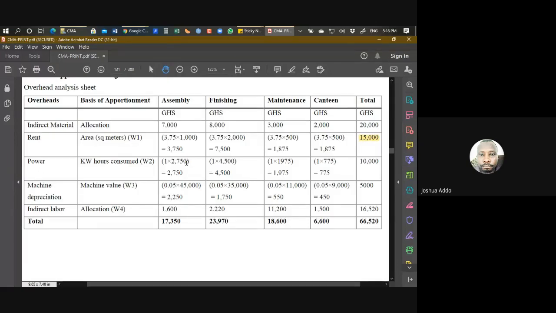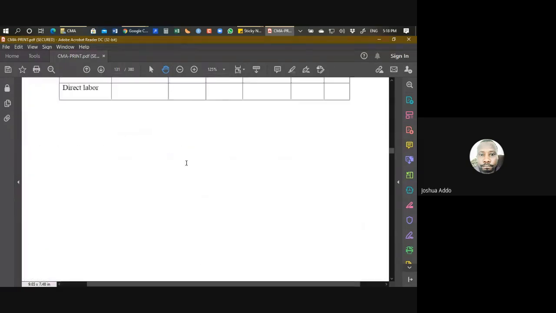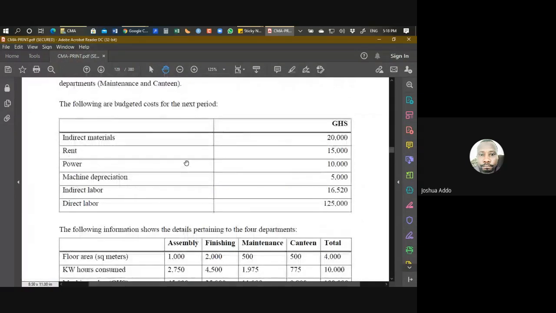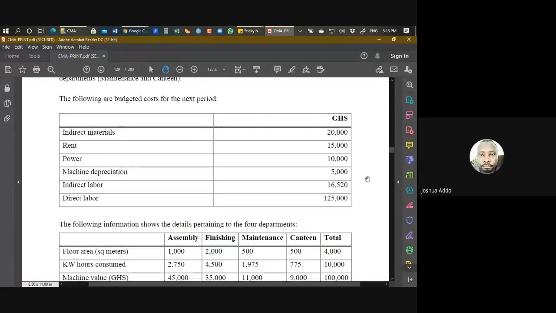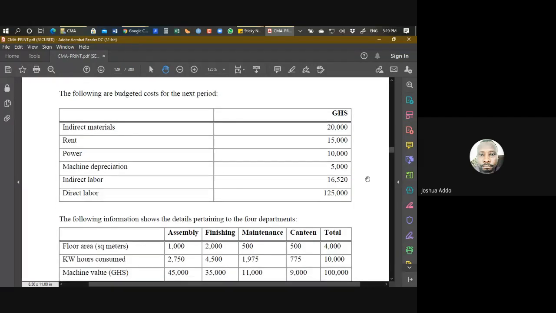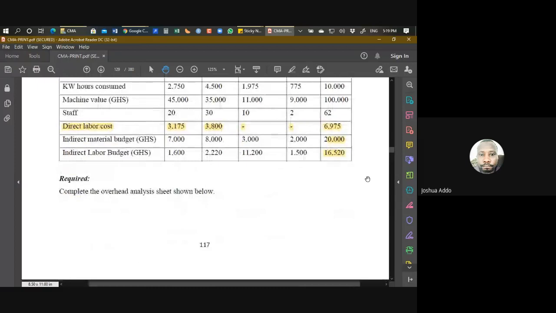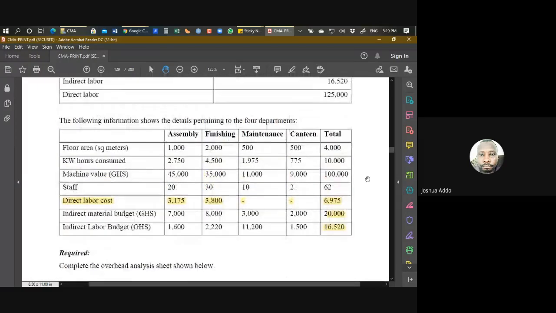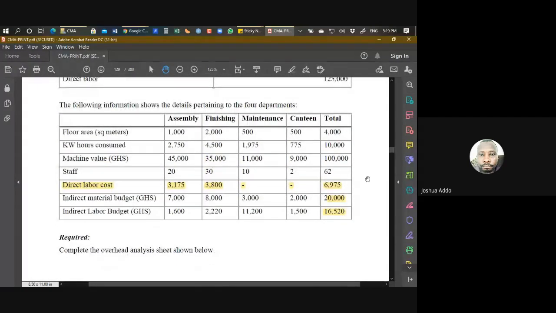Machine depreciation. You can see that from the cost sheet. Machine depreciation, a total of 5,000. You can do it the way I showed you. Now you go and look at the total basis. So first of all, you look at the appropriate basis of sharing. For machine depreciation, we have machine value in the list to be the most appropriate basis.